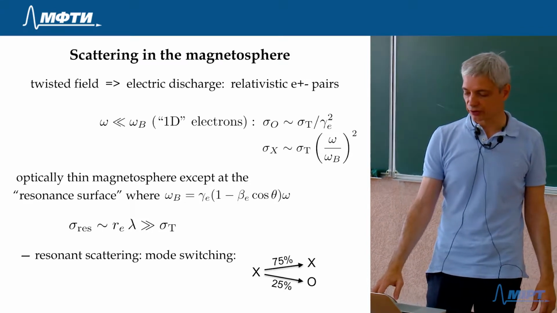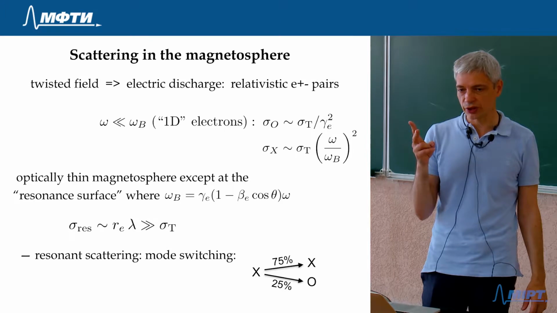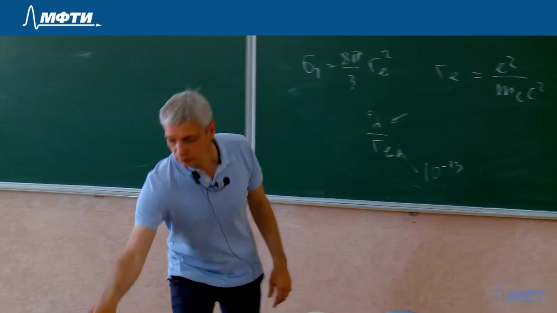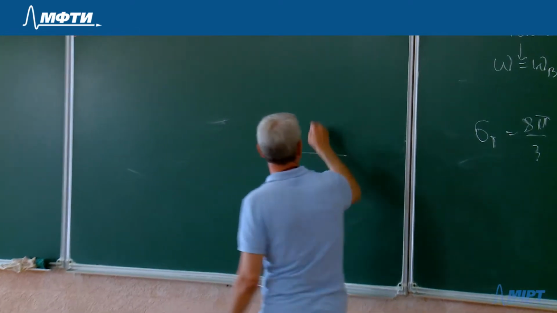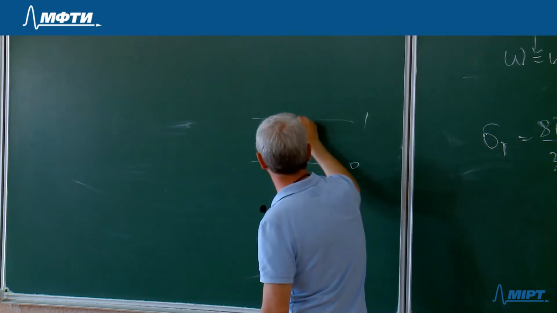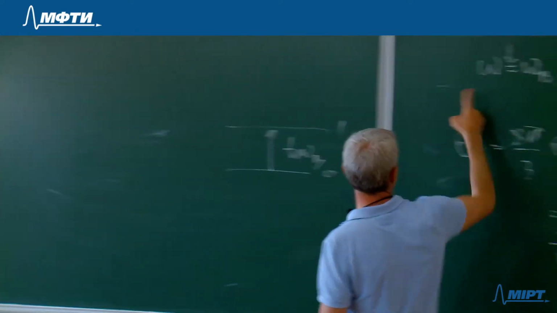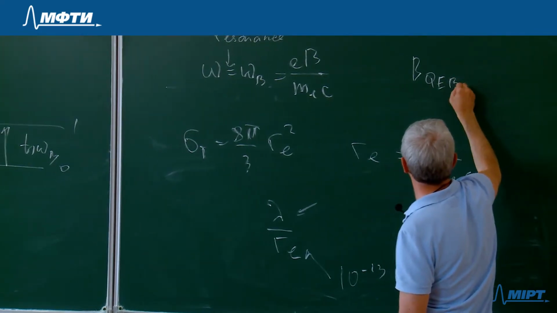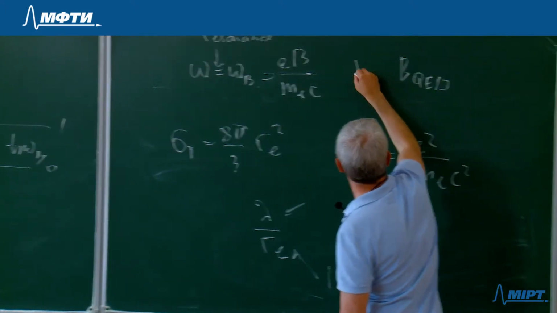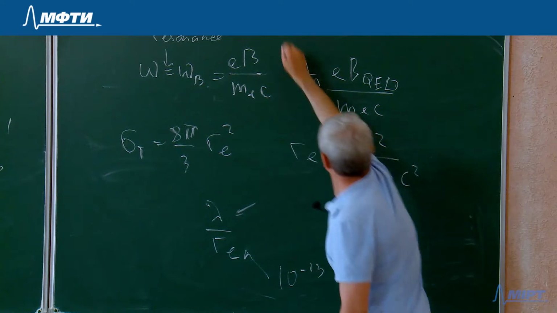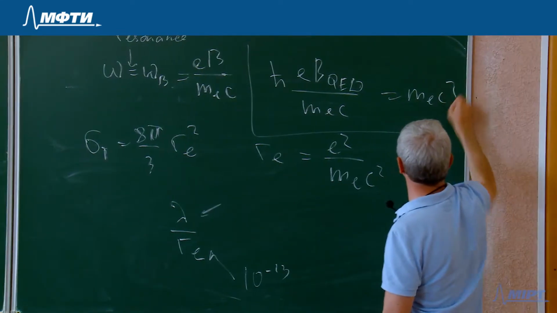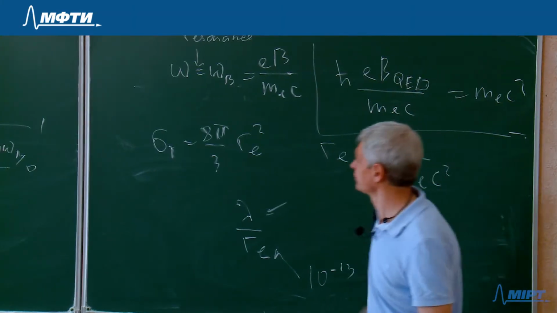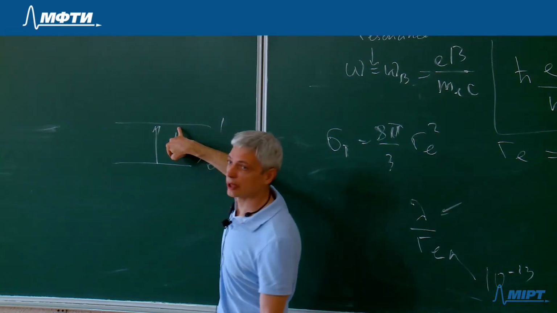Another thing that happens in scattering is that you tend to switch the polarization state. When you emit, so again, resonance scattering, you go from the ground state to the first state. The difference between the two states is this h bar omega_B. Again, B_QED, this characteristic field, is such that h bar times omega_B is equal to m_e c squared. That's how it is defined. This is a 4 times 10 to the 13 Gauss field, and we have fields stronger than that. So this energy is more than 1 MeV.